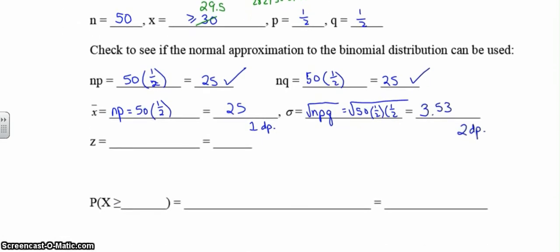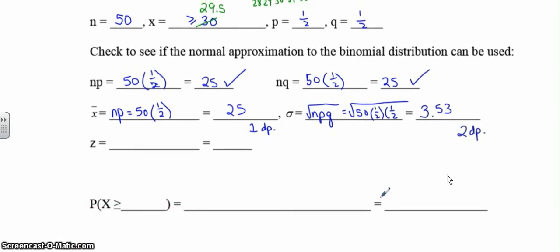So, from this point on, now we use the normal distribution method. So, we have to find the z-score. And just to remind you, the z-score formula is x minus x bar, which is the mean, over the standard deviation. So it's the data, which is 29.5, subtract the mean, which is 25, over the standard deviation, 3.53. Make sure you subtract the top before you divide. So that's going to be equal to 4.5 divided by 3.53, and that is equal to 1.27.